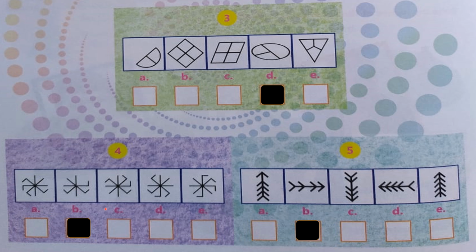The answer is B. Now in the fifth picture, you can see there are 5 arrows. In all the arrows, they have 5 heads. Let's count 1, 2, 3, 4, 5. But in B pattern, you can notice there are only 4 heads. 1, 2, 3, 4. So B is your odd one. The answer is B.